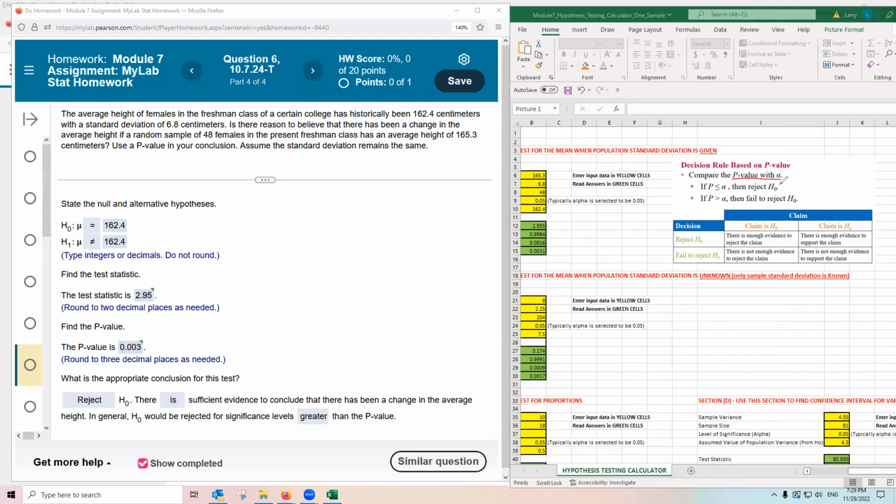So let's do it. Our p-value is 0.003. The alpha we're going to assume is 0.05. It wasn't given to us, but we assume 0.05. Well, this p-value is a number smaller than alpha, less than alpha. It says right here, if the p-value is less than alpha, then reject the null hypothesis.